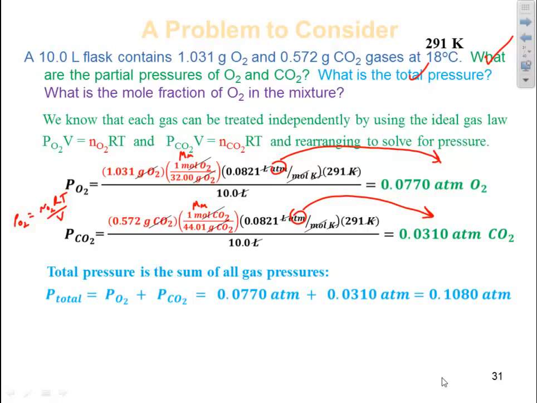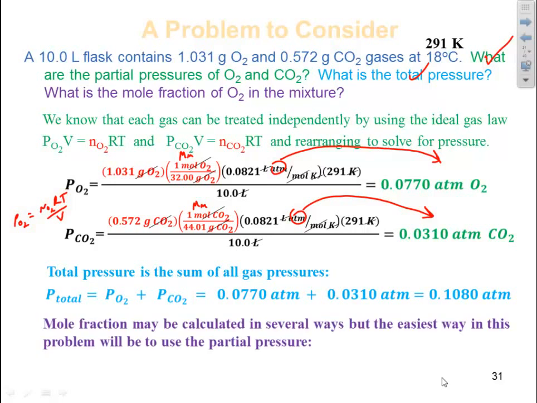Third question, what is the mole fraction of O2 in the mixture? Well, the mole fraction can be calculated in several ways. We could figure out the moles of O2 I have and the moles of CO2, add up those moles, and put the amount of moles of O2 divided by the total and figure it out. That'd be more work. The easiest way to work this problem would be to go through partial pressure.